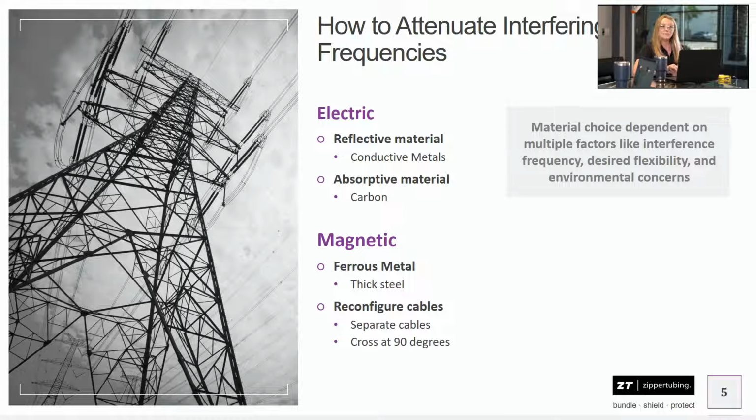When we're talking about electric, there's a couple different types. We've got reflective materials. These are made of conductive metals, and just like it sounds, the interference is going to come in and get reflected right off. And then the other type is an absorptive material. Right.